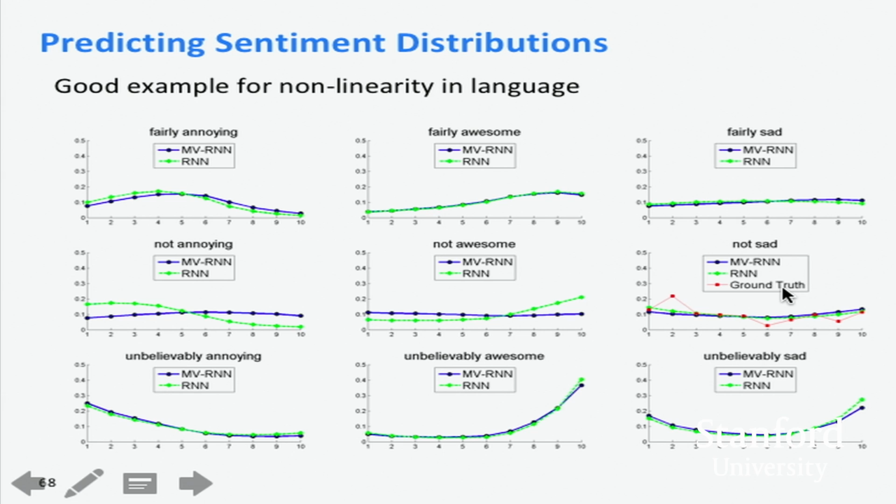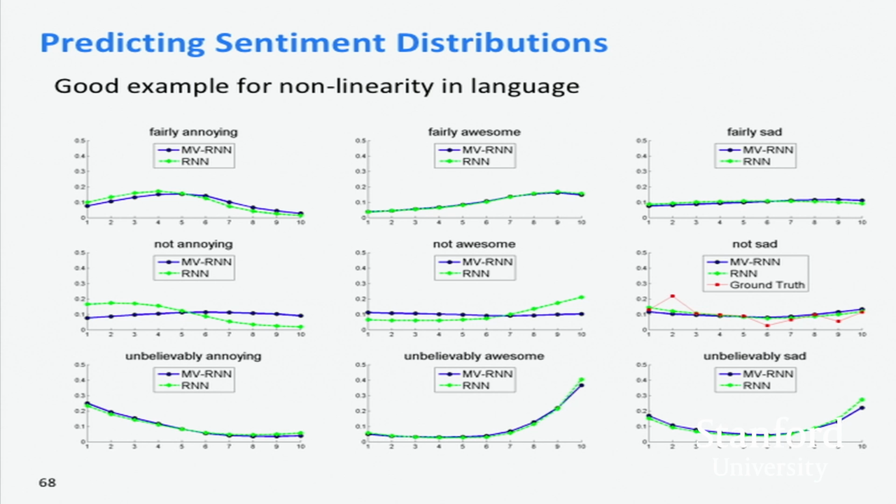But here's a picture that shows you some of the things that you would like to be able to do and whether models can do them. We're looking now at building two-word combinations: fairly annoying, fairly awesome, fairly sad, not annoying, not awesome, not sad, unbelievably annoying, unbelievably awesome, unbelievably sad. Then what we want to do is take those phrases and interpret their sentiment and put a probability distribution over sentiment scores between 1 and 10, where 10 is extremely good and 1 is extremely bad.